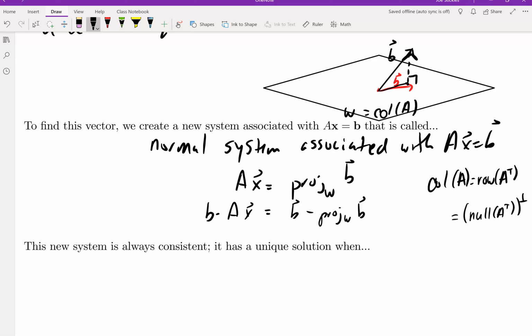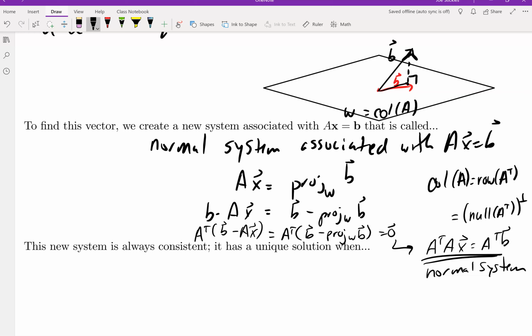We know that this system is always consistent because we can always project this vector down into the column space. We can always solve this without any question because we know that the projection is in the column space. It's the whole idea of doing the projection. It's going to have a unique solution when what happens? Well, if I want to get x by itself, I need to be able to take the inverse of that matrix. So this will have a unique solution when A transpose A is invertible. And it turns out that this is equivalent to A having n linearly independent columns.